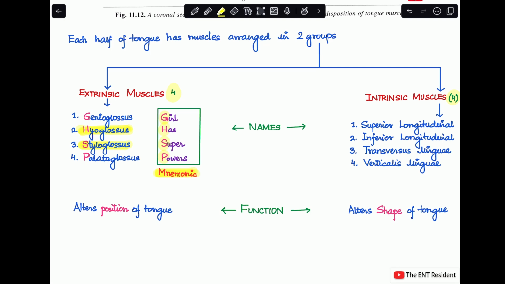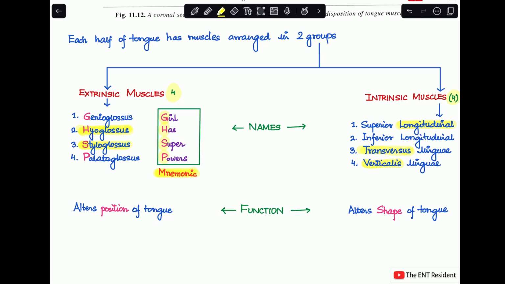And the second group, the intrinsic muscles. There are four of them, which is kind of easy to remember. You don't really need a mnemonic here. You can just remember the orientation of the muscle. There are two muscles which are longitudinal, one which is transverse, and one which is vertical. So just remember longitudinal, transverse, and vertical. And the longitudinal has two different types, superior and inferior. So the four muscles are superior longitudinal, inferior longitudinal, transversus linguae, and verticalis linguae. These are my four intrinsic muscles of the tongue.